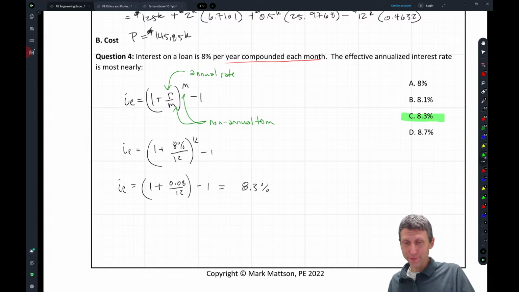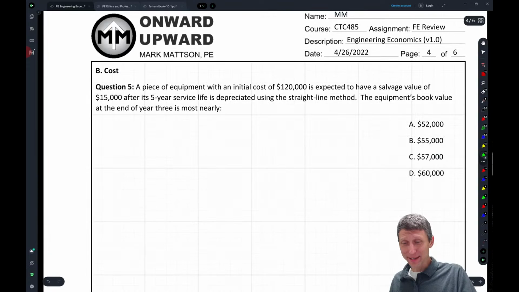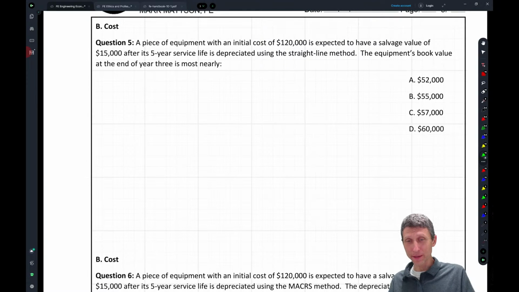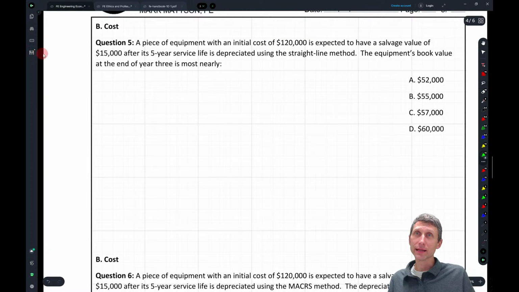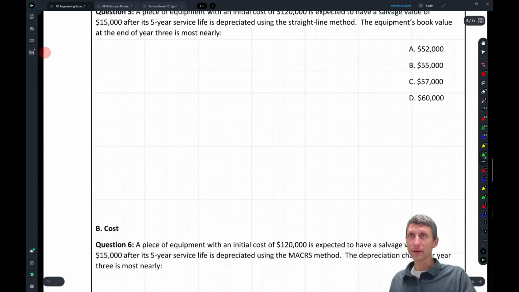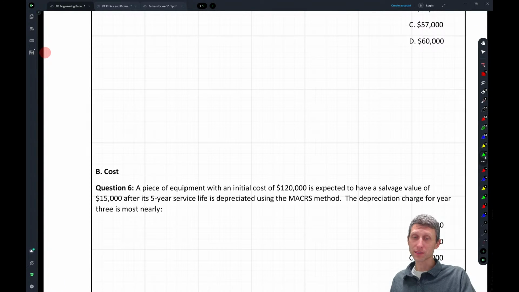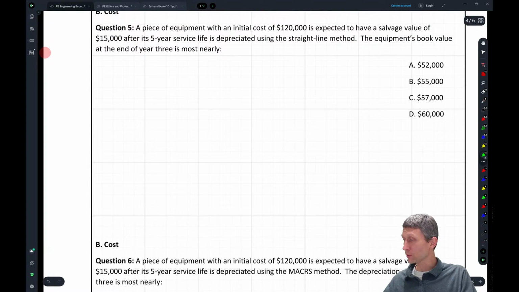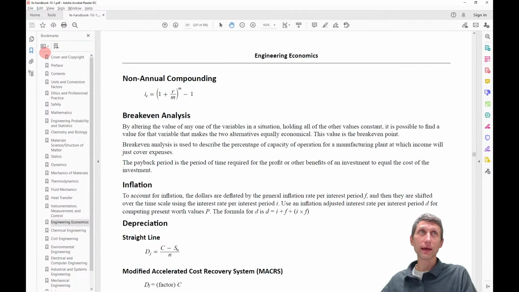All right, let's go to question 5. In question 5, we're getting to a piece of equipment, and we're looking at costs again. Sometimes recovered costs, so you can look at that as depreciation, and there are different ways of looking at that. There's straight line depreciation, where your depreciation just goes down in a straight line. And then there's the modified accelerated cost recovery system, MACRS, which is another system. We'll look at both of them because both are in the FE reference handbook.